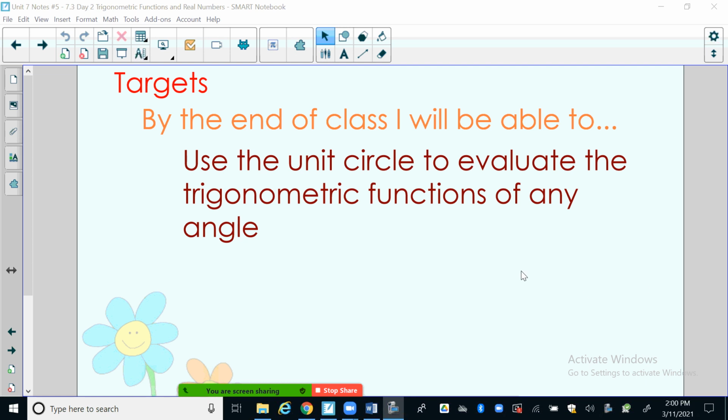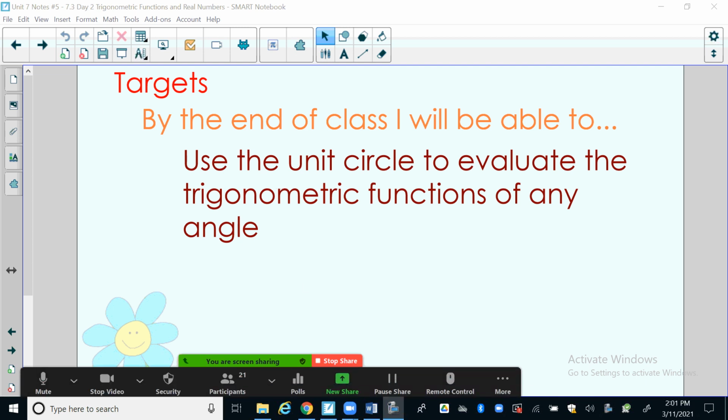By the end of class, you should be able to use the unit circle to evaluate trigonometric functions of any angle. So in class on Tuesday, we focused on very specific angles around the unit circle where we could get exact sine, cosine, tangent, cotangent, cosecant, secant values by using our special right triangles. Today we're going to look at all the different angles and trig values around the unit circle.